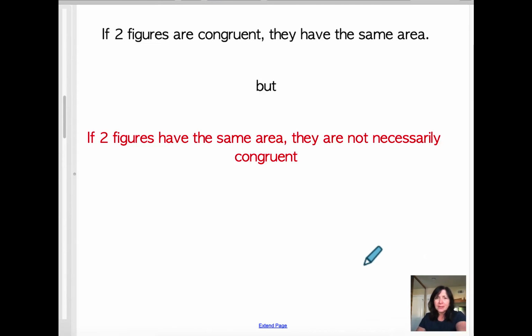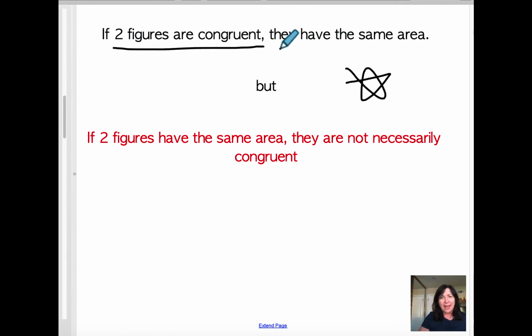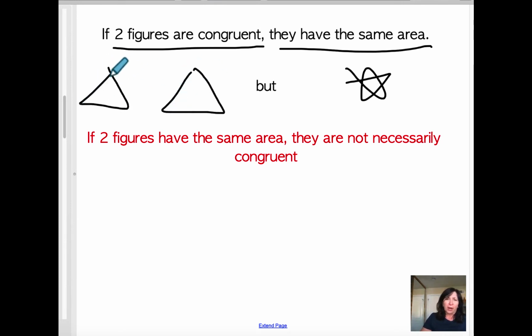All right. So I want to make sure that you guys understand something which is really important. And that is if two figures are congruent, then they have the same area. So like if I said that this triangle is exactly the same as this triangle, everything in this triangle is the same as that triangle. These triangles are congruent because everything on the left side is equal to the right side. Then those two shapes have the same area.